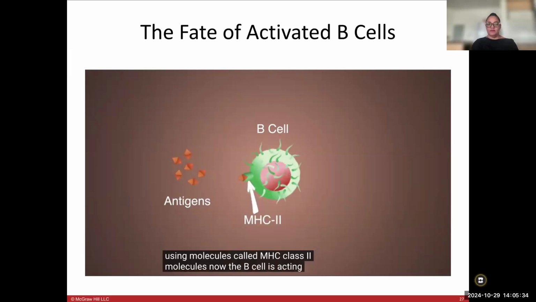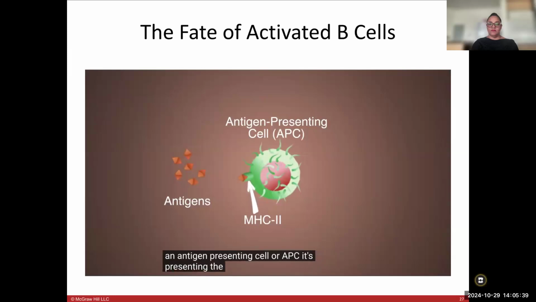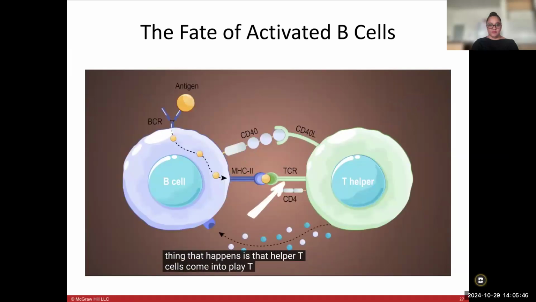Now the B cell is acting like an antigen presenting cell, or APC. It's presenting the antigen on the surface of the cell. The name makes sense. The next thing that happens is that helper T cells come into play. T cell receptors, I'll call them TCRs, recognize and bind to the West Nile virus antigen-MHC2 complex on the B cell surface. This interaction, along with additional signals from the helper T cell, things like CD40L binding to CD40, provide the necessary co-stimulation for the B cells to become fully activated.